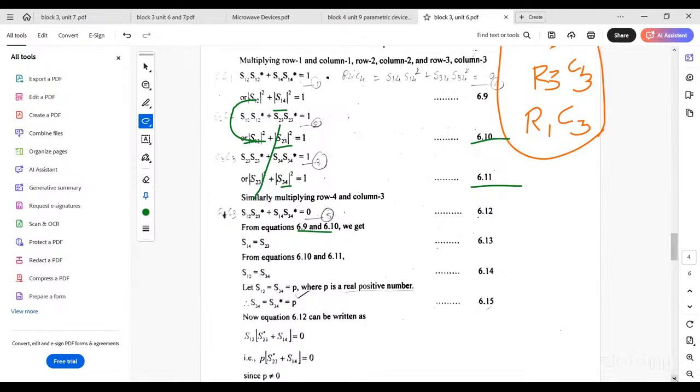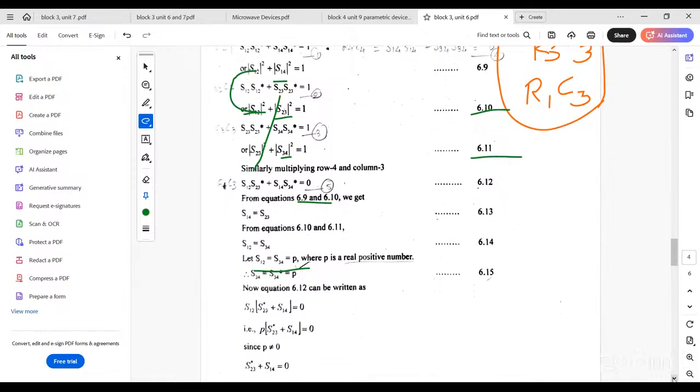And next, I'm imagining real terms and imaginary terms, meaning I'm writing the answer in terms of P's and Q's. For that, what I am doing? S12 equal to S34, treat as P. Wherever you observe S12, S34, keep it as P. Next, another condition. From equation 6.12, S12 equal to S34 we got. In that place, I am making it common.